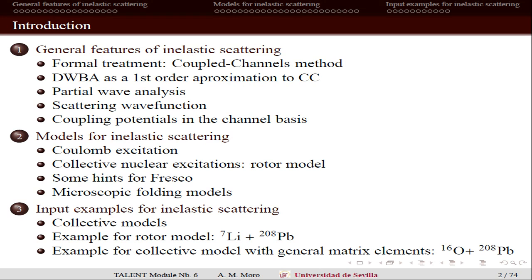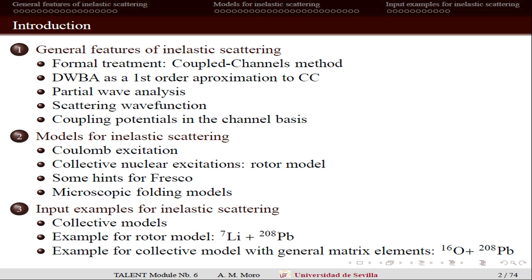Today we will see one of the most popular approximations, called the coupled channels method, and a simplified version of this called the DWBA method. This method can be applied to both inelastic scattering and also to transfer or breakup channels, but today we will focus on inelastic scattering, and on Monday inelastic scattering plus breakup, which is a kind of inelastic scattering. Filomena next week will give more on coupled channels or DWBA for transfer reactions.